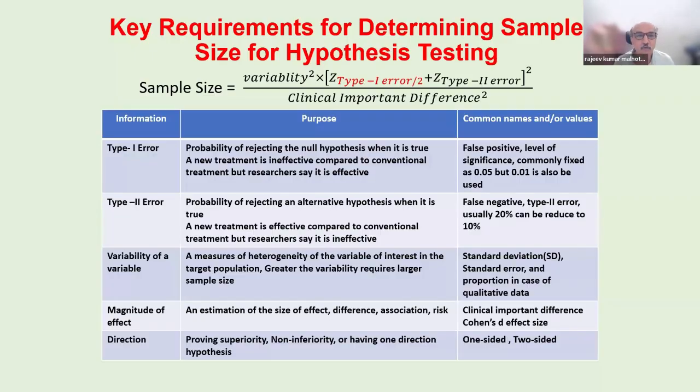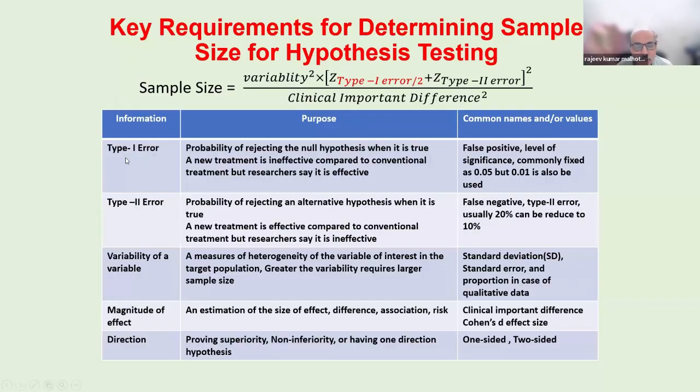So first, this is the formula for the sample size. You take variability squared, multiplied by the Z value of type 1 error divided by 2, since we have taken two-tailed here, plus Z of type 2 error, that is Z beta, or Z 1 minus beta for 80% power, the whole squared, divided by the clinically important difference squared. This is the standard formula for calculating the sample size. It applies in the case of proportion and also mean; I will explain the variability for mean and proportion when we take the examples.